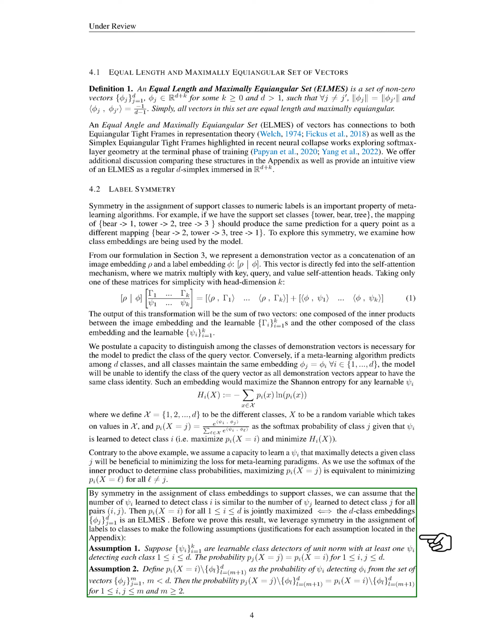By symmetry in the assignment of class embeddings to support classes, we can assume that the number of detectors learned to detect class I is similar to the number of detectors learned to detect class J for all pairs I, J. Then the probability of a detector detecting class I for all 1 ≤ I ≤ D is jointly maximized if and only if the D class embeddings is an ELMS.